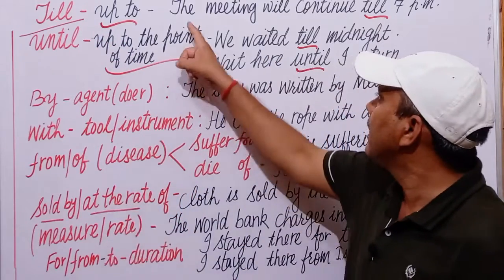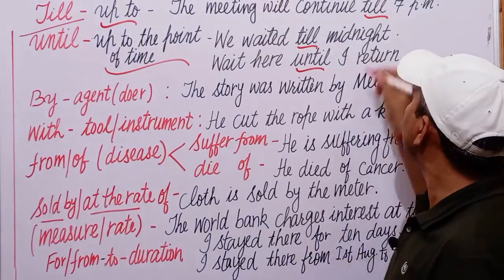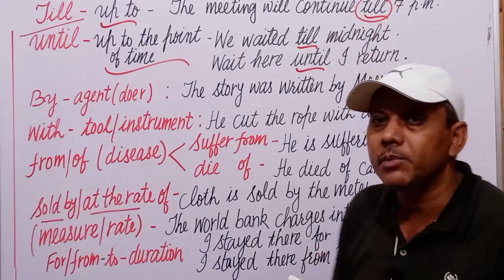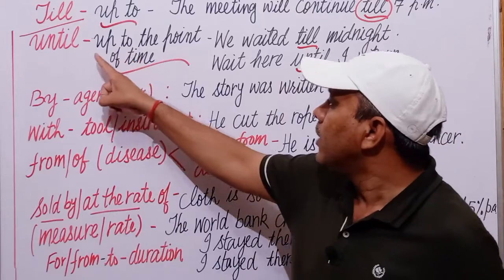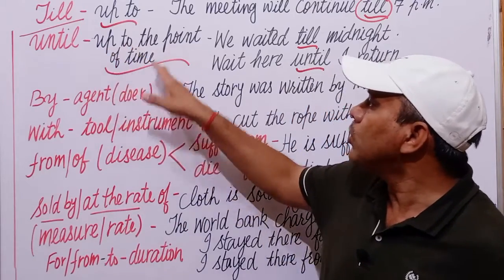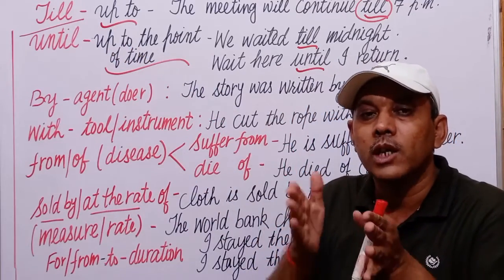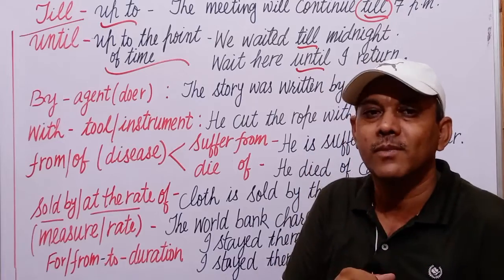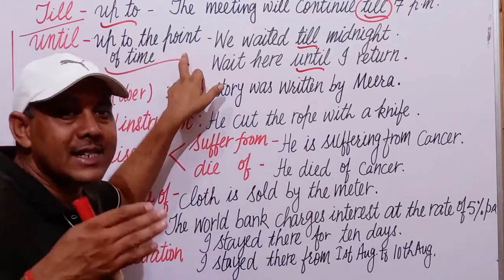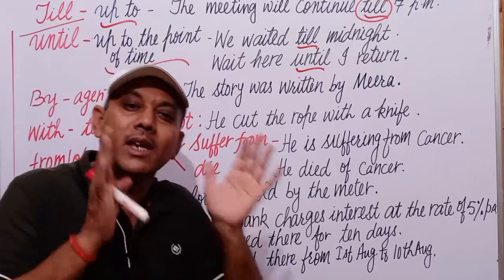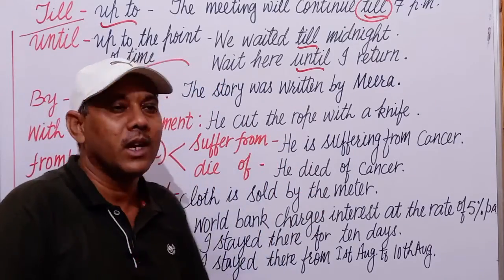For example, the meeting will continue till 7 p.m. कब तक चलेगी मीटिंग? 7 p.m. तक. Next, until means up to the point of time. You have not to do this. For example, इसका जो रेफरेंस है वो नेगेटिव होता है लेकिन मीनिंग पॉजिटिव ही होता है.